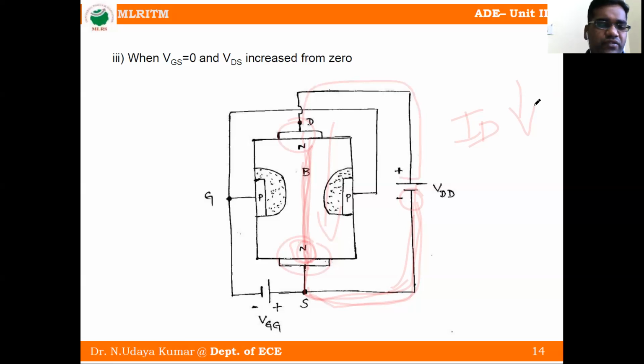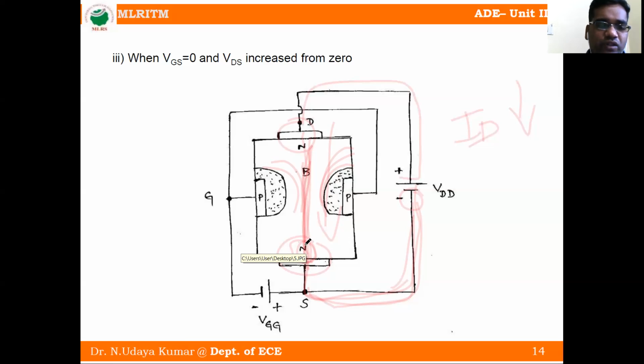As VDS, the drain to source voltage, is increased, the cross-sectional area of the channel will be reduced. As we increase VDS, the channel width is reduced.